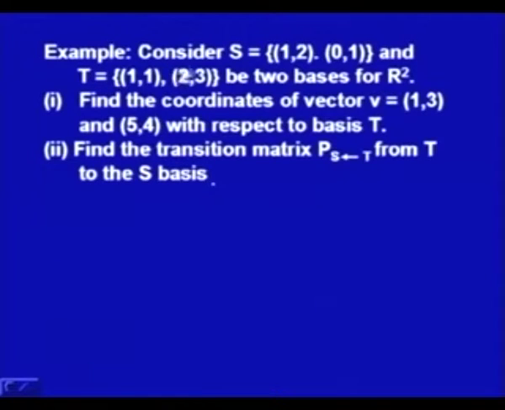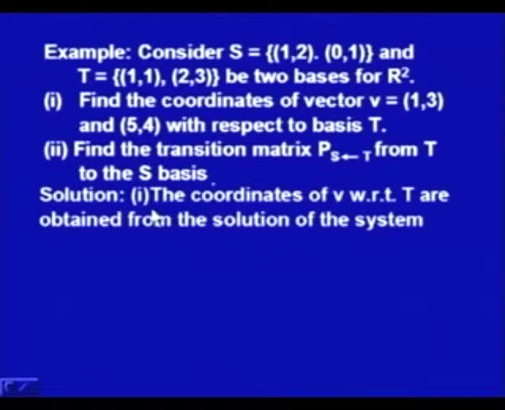So let us consider S, a basis of R2, consisting of (1, 2) and (0, 1), and another basis T, (1, 1) and (2, 3). These are two bases for R2. We have to find the coordinates of vectors V, which are (1, 3) and (5, 4), with respect to basis T. This is the first part. In the second part, we have to find the transition matrix Pst from T to the basis S.